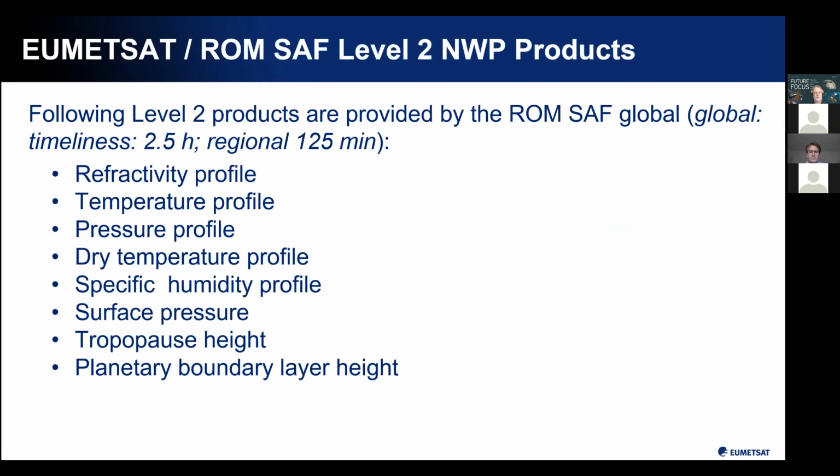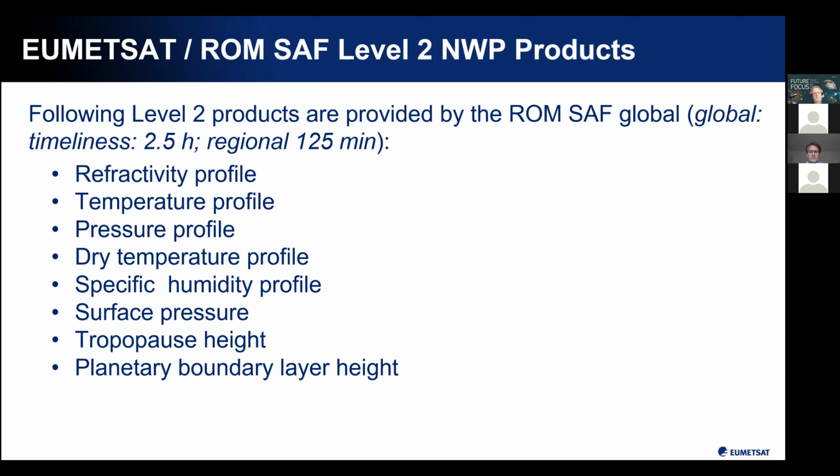So here's a list of the EUMETSAT ROM SAF level 2 NWP products. Reminder in the first line, the products are provided by the ROM SAF. Timeliness is better than in the EPS system: 2.5 hours, and down to 125 minutes for regional data. The prime product that comes from the 1B processing to level 2 is the refractivity profile. That's been around for a long time.